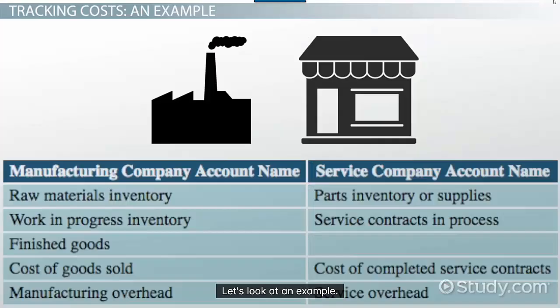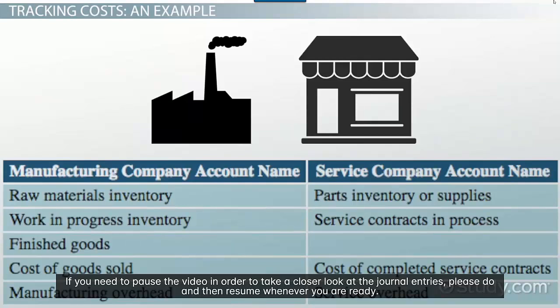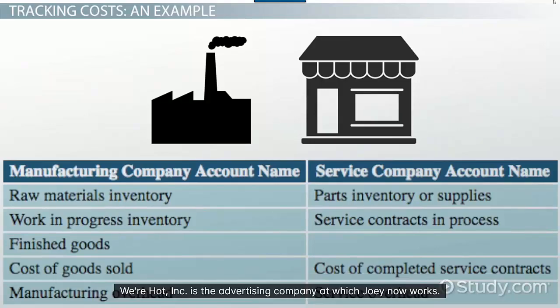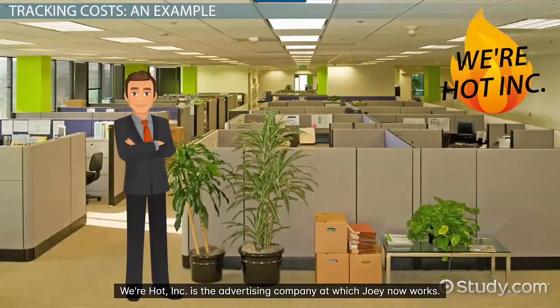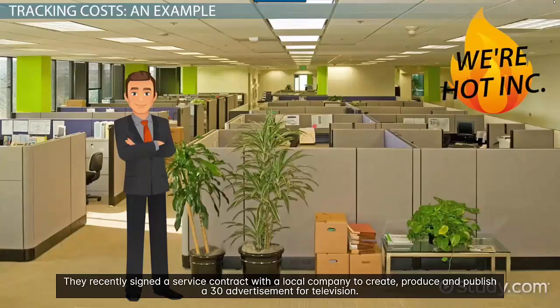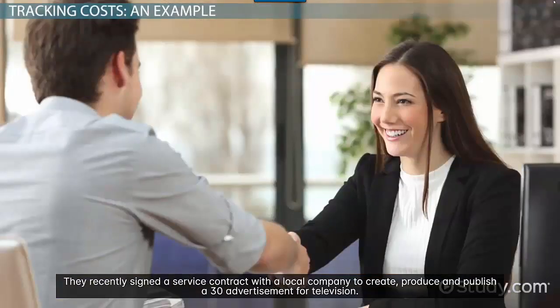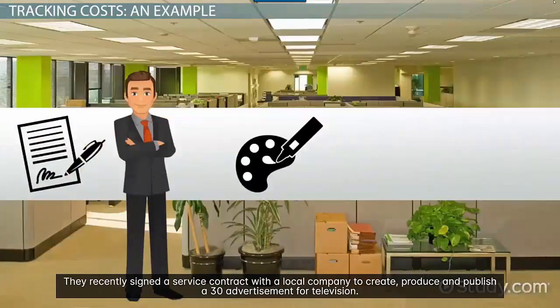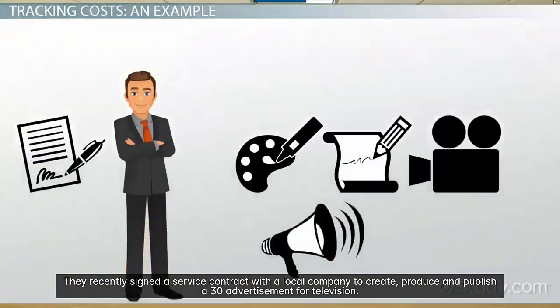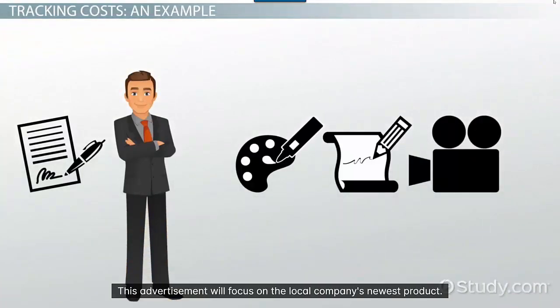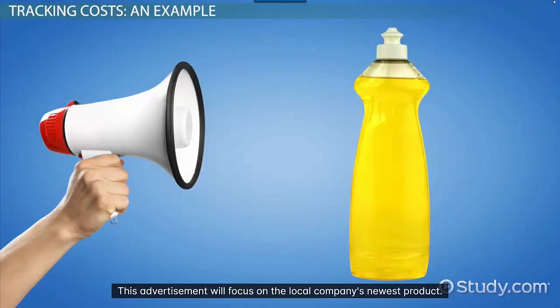Let's look at an example. If you need to pause the video in order to take a closer look at the journal entries, please do, and then resume whenever you're ready. We're Hot Inc. is the advertising company at which Joey now works. They recently signed a service contract with a local company to create, produce, and publish a 30-second advertisement for television. This advertisement will focus on the local company's newest product.